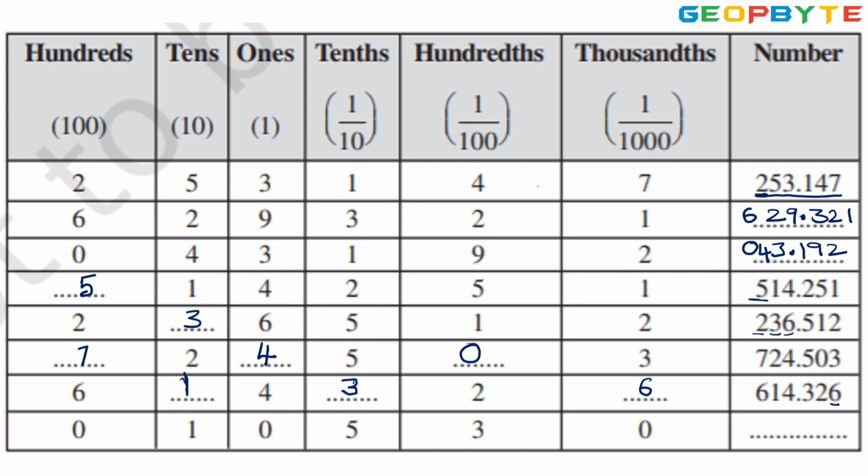Next, we are having 010.530. Now in the 100th position we are having 0, so write down 0. Next we are having 1 at the 10th position. So 1. 0 is at the 1's place. So 0. After that we are having 5. 5 is at which position? 10th position. So the decimal point, 5. Next 3 is at the 100th position. So 3. Next 0 is at the 1000th position. 0. This is how we will represent the decimal numbers.